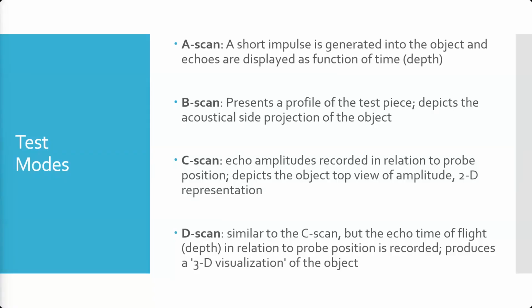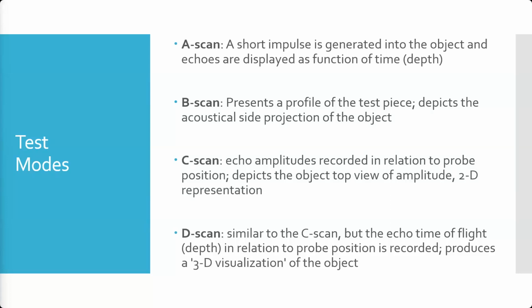When we do our testing, the type of representation we get, there are different test modes that can represent our flaws and display them to us in different ways. And so the four main modes are referred to as A, B, C, and D scan. We're going to be just doing A scan.